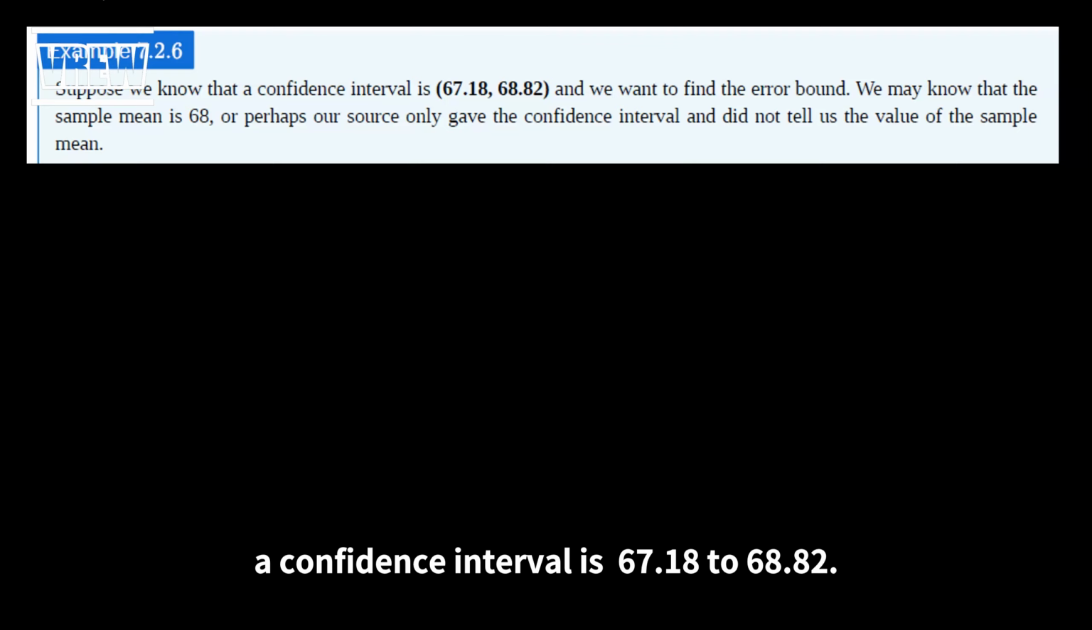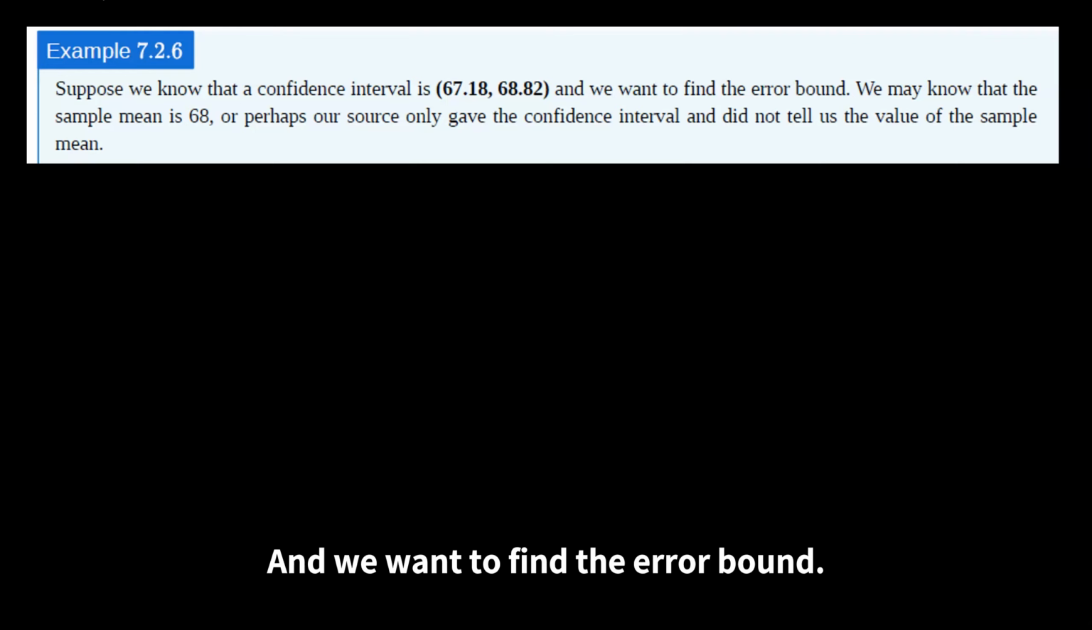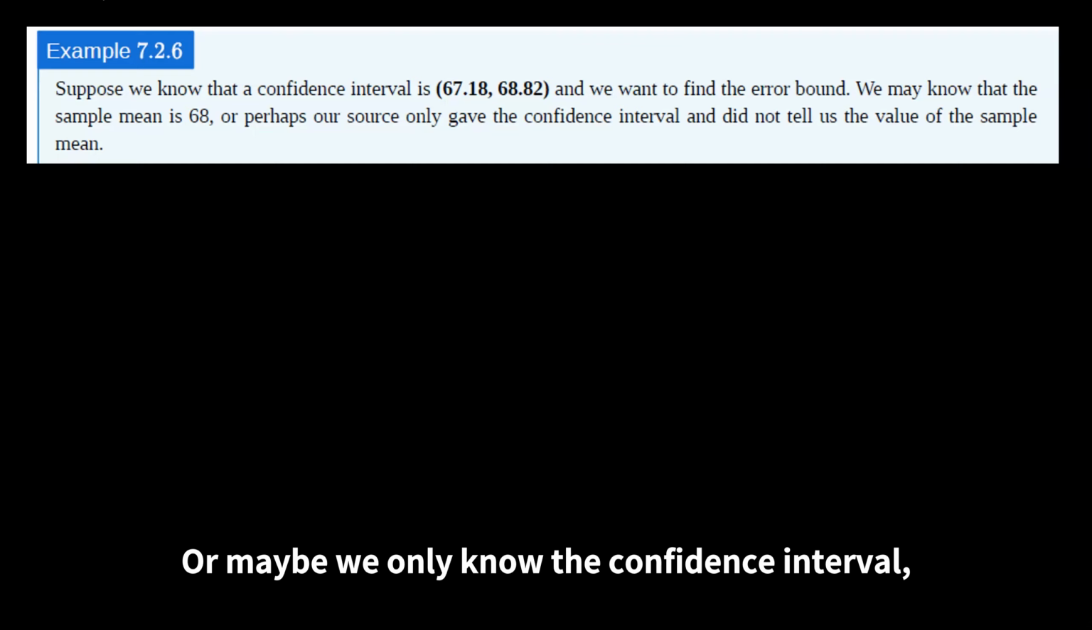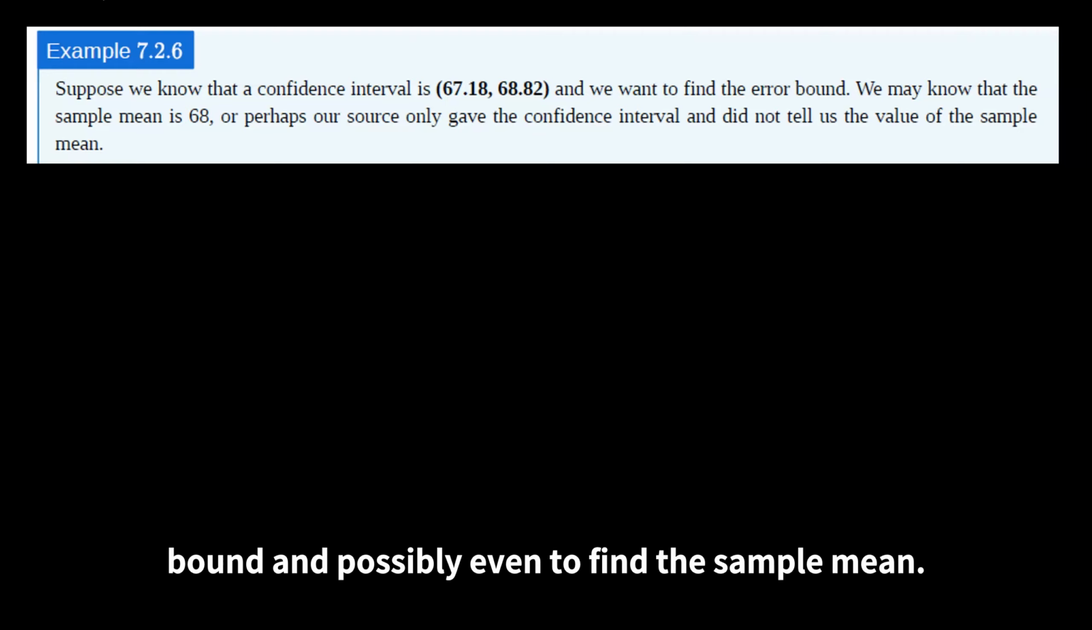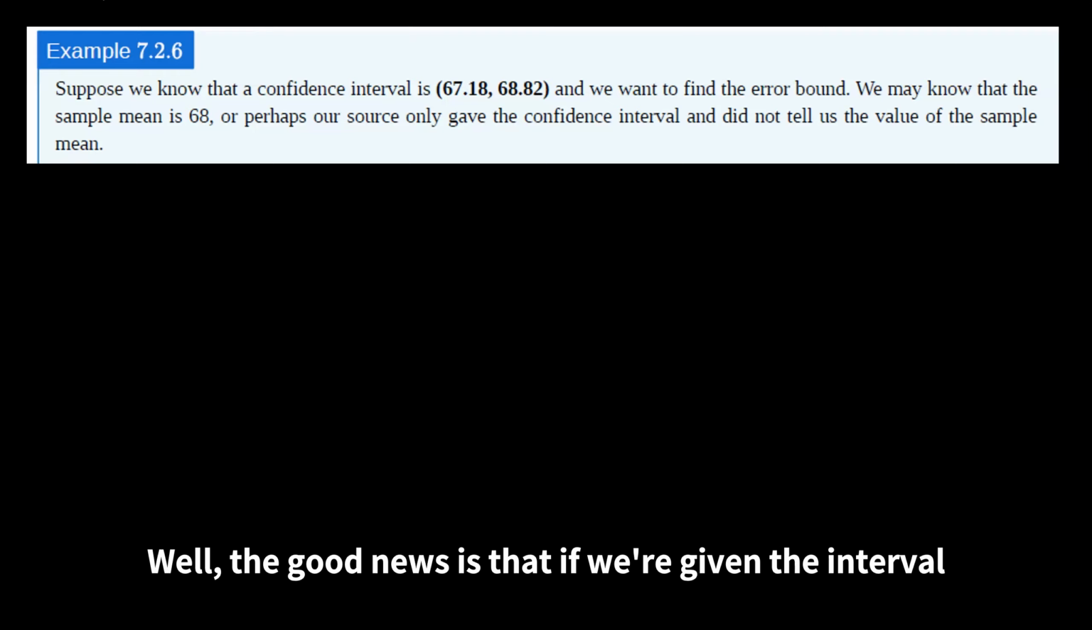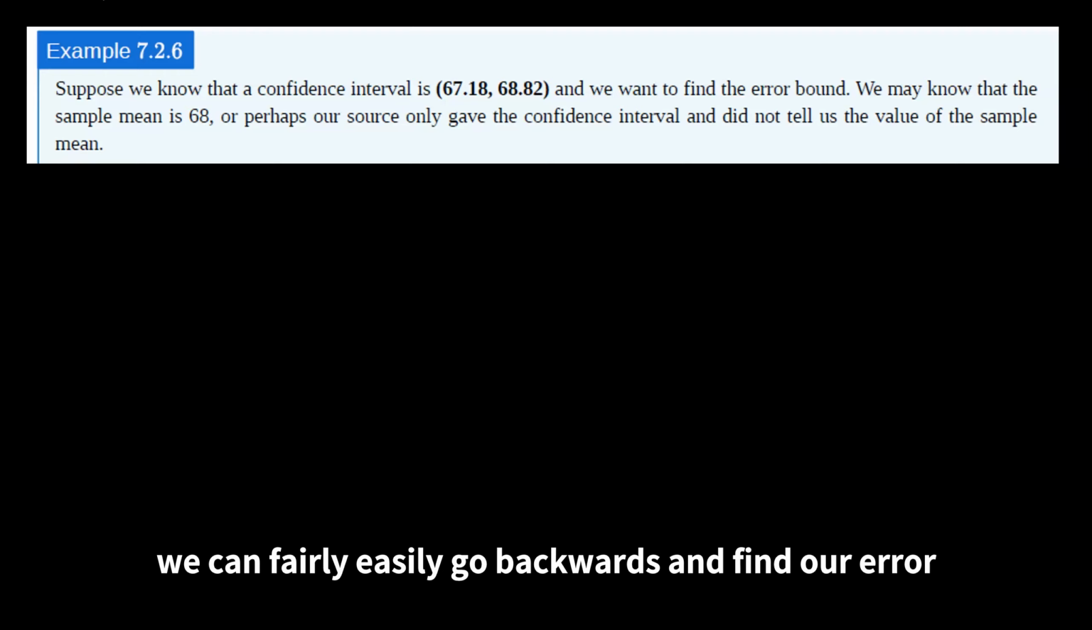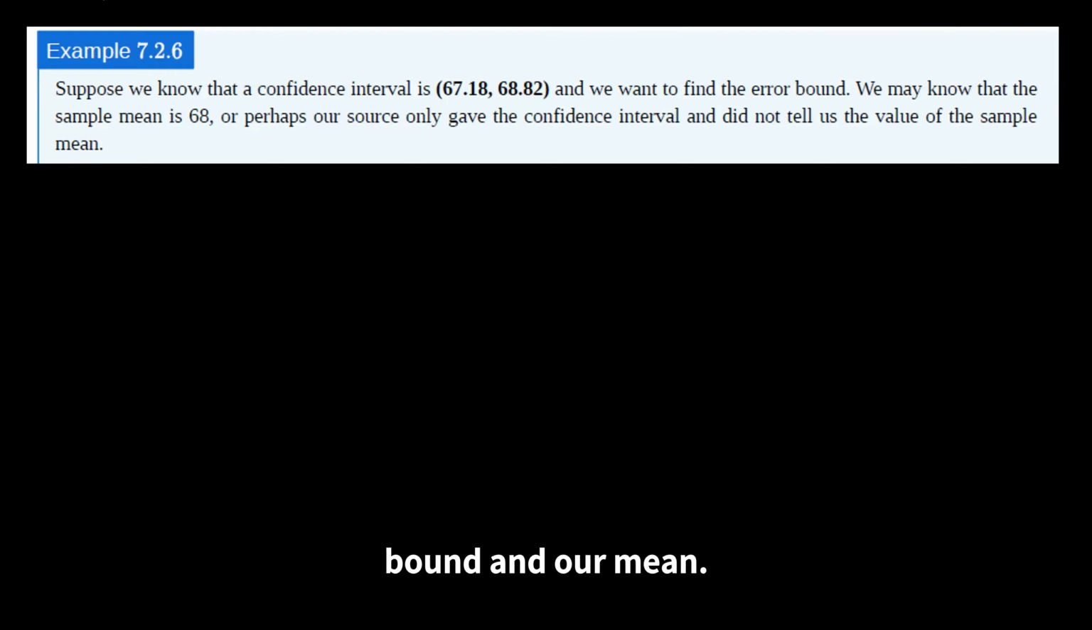Suppose we know that a confidence interval is 67.18 to 68.82, and we want to find the error bound. We may know that the sample mean is 68, or maybe we only know the confidence interval and we don't know the sample mean. How do we backtrack, given this confidence interval, to find the error bound and possibly even find the sample mean? Well, the good news is that if we're given the interval, we can fairly easily go backwards and find our error bound and our mean.